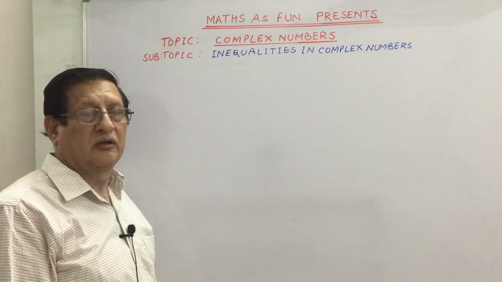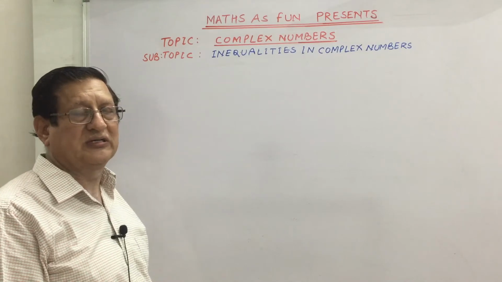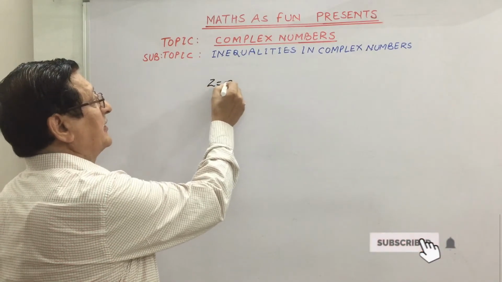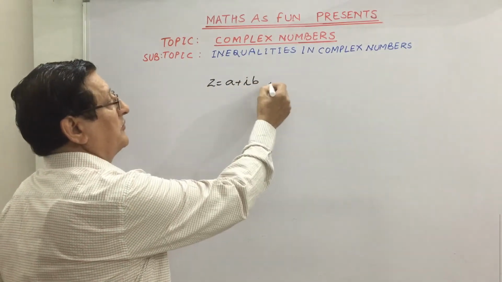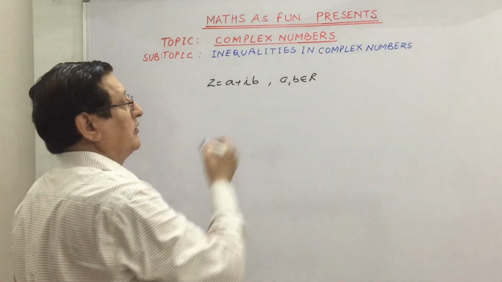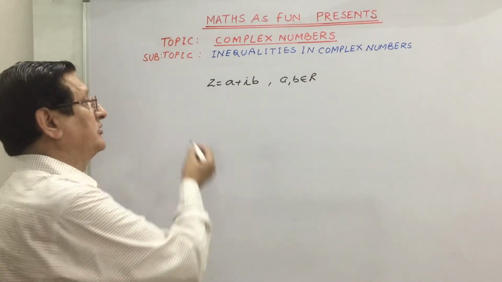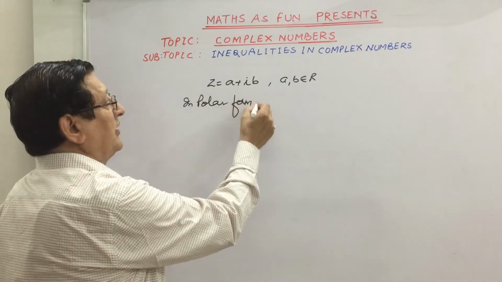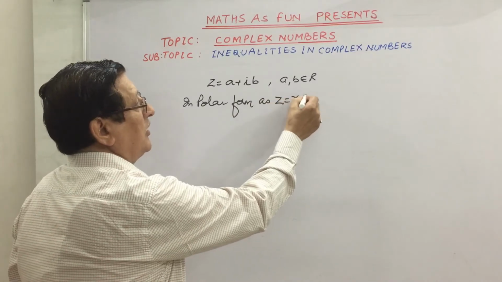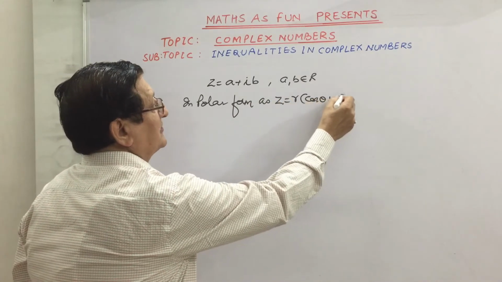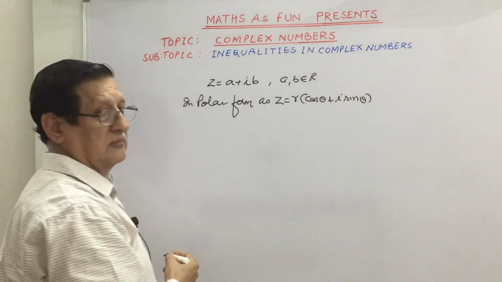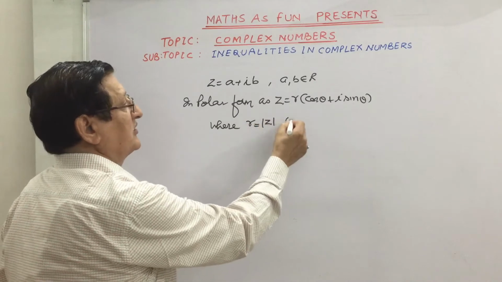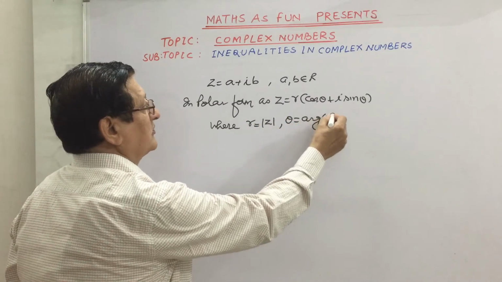Hello everyone. In this video we are going to learn about inequalities in complex numbers. We know any complex number z, if it is a + ib, where a and b are any two real numbers, can also be represented in polar form as z = r(cos θ + i sin θ), where r represents the modulus of z and θ represents the argument of z.